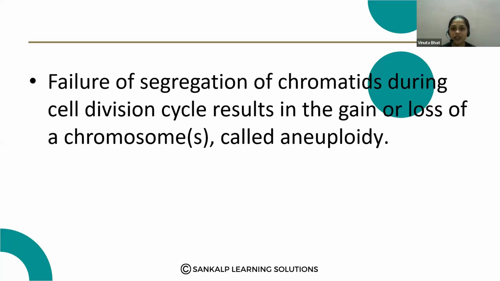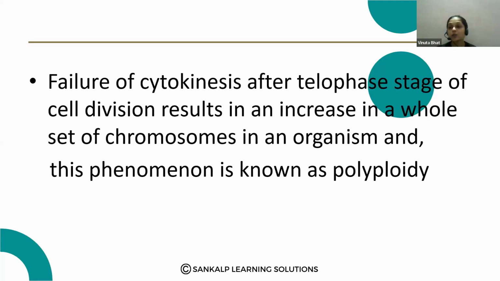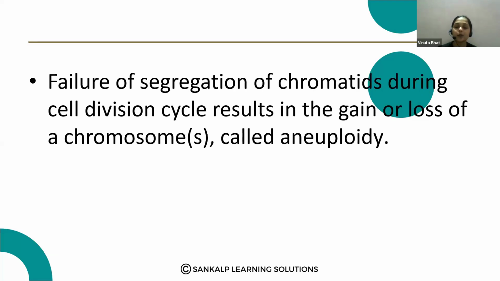So the failure of the segregation of the chromatids during cell division results in the gain or loss of a chromosome. That is called aneuploidy. And what is polyploidy? Failure of cytokinesis after the telophase stage, so the cell division results in an increase in the whole set of chromosomes in an organism. This phenomenon is called polyploidy. Polyploidy is commonly observed in plants, and for aneuploidy you can give the example of Down syndrome, Turner syndrome. So these are the examples.